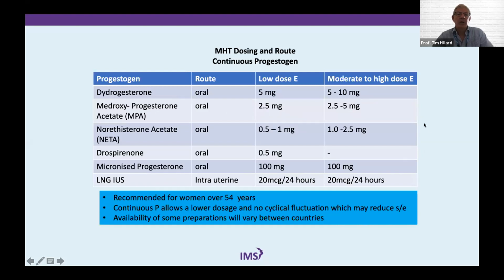If you're looking at continuous progesterone, again, the same progesterones are available. And in addition, we have drospirenone available, which isn't available in a sequential combination. And also, of course, you've got the levonorgestrel intrauterine system, which can be prescribed at any age and gives good cycle control, as we've discussed before. For the continuous group, it's recommended for all women over the age of 54. And we've also briefly discussed how we can start on that.